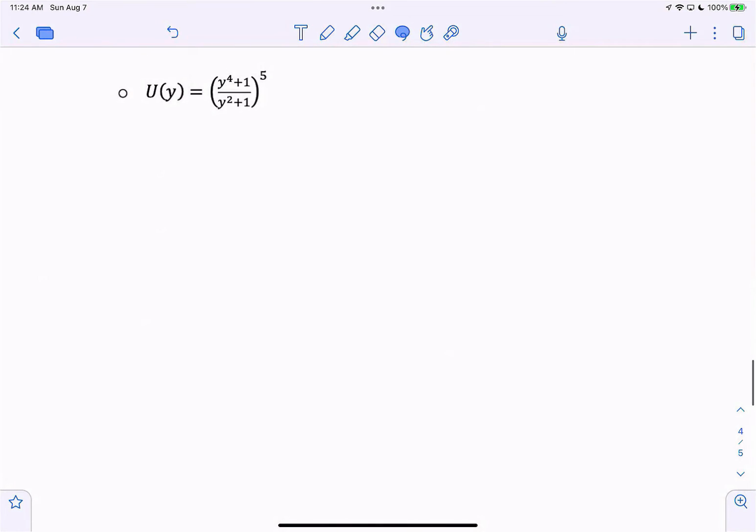u of y is equal to y to the 4th plus 1 over y squared plus 1, whole thing to the 5th power. Looking at this as general structures, what I have on the outside is a power rule. So that's going to be u prime of y is equal to 5 times the thing in parentheses to the 4th power. But then we have times the derivative of the thing in the parentheses. Now that is a quotient. What I'd like you to do at this point is pause the video and finish this, but here's the deal. I want you to simplify as much as possible.